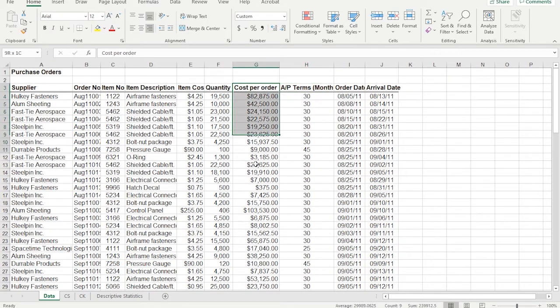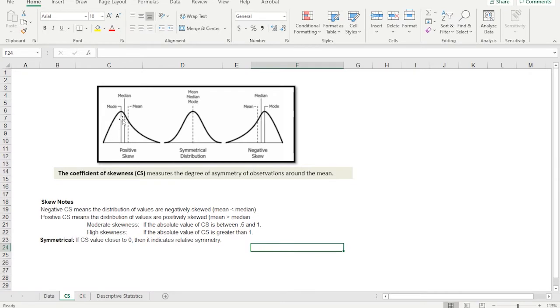I'm going to go ahead and focus on the cost per order column. So I'm going to create a histogram, and look at just that visual, and see if it looks more like this type of figure, or this type of figure, or this type of figure, and make my assessment in terms of whether it's a positive skew, negative skew, or perhaps a symmetrical distribution, and then also compute the actual numerical measure for this.